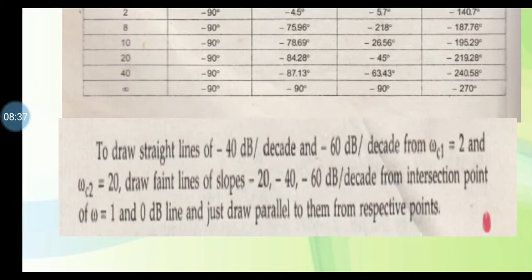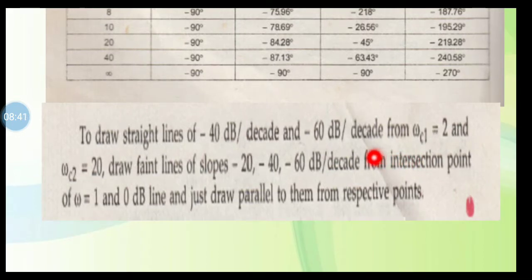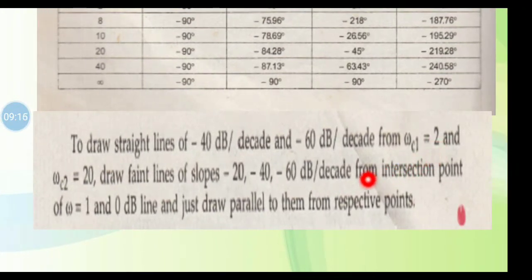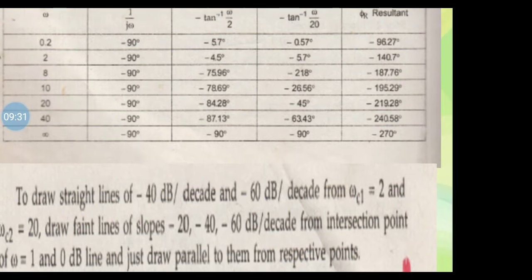minus 240.5, minus 270. Then, to draw straight lines of minus 40 dB per decade and minus 60 dB per decade from omega C1 equal to 2 and omega C2 equal to 20, draw faint lines of slopes minus 20, minus 40, minus 60 dB per decade from the intersection point of omega equal to 1 and the 0 dB line, and just draw parallel to them from the respective points to find the resultant.